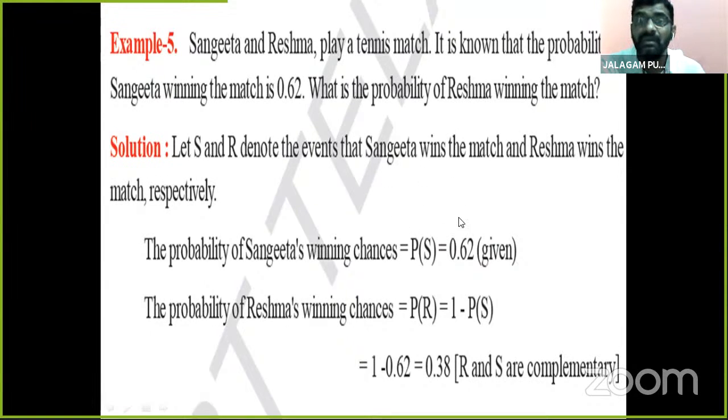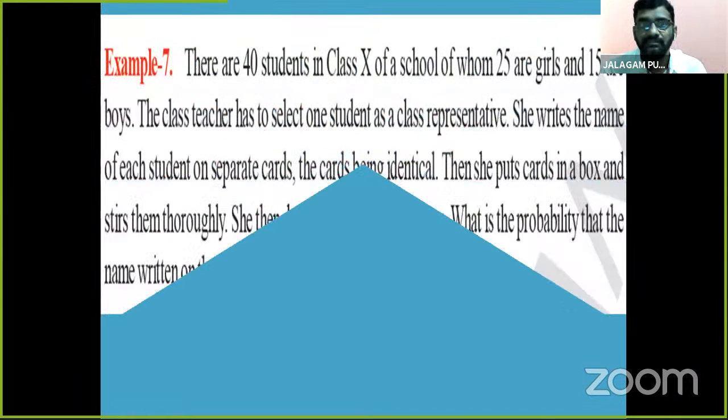The formula of complementary events. So children, note this example. Here, in this situation, we take complementary events: P of E plus P of not E is equal to 1, like that. Okay, now let's move to the next one.